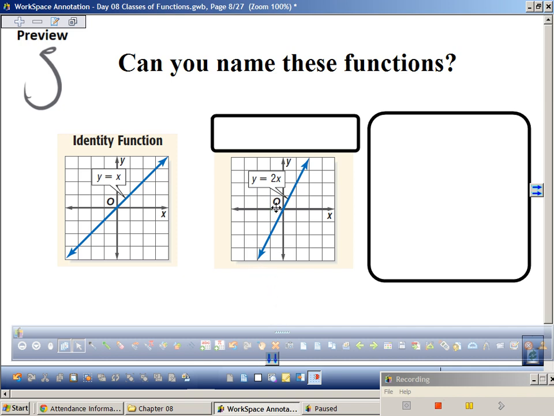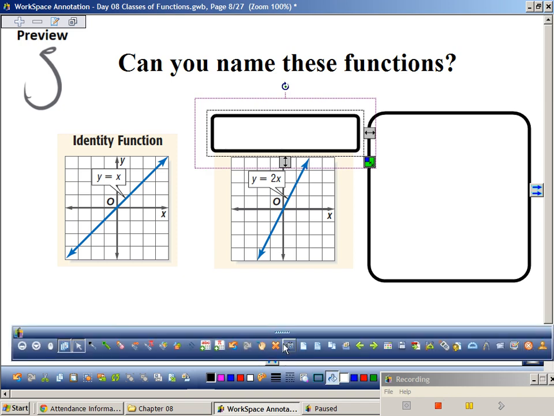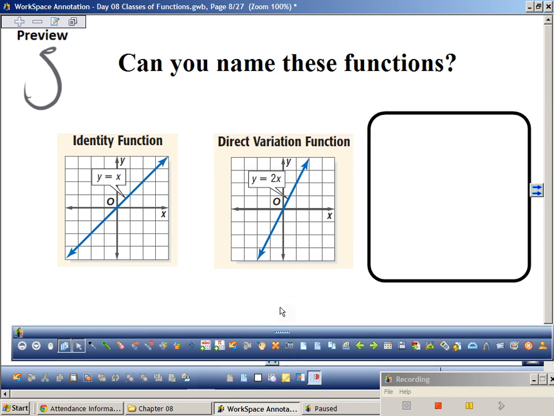It's a direct function, right? Yes, exactly, because it's in that form. It's a direct variation function because it has no b. A direct function always goes through the origin because it doesn't have a b. So identity is a specific type of linear function, and direct variation is also a specific type of linear function.